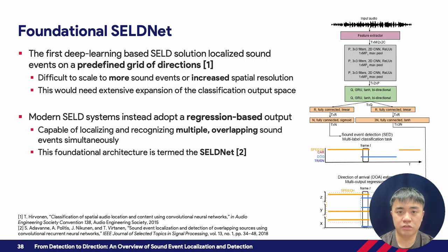So the foundational breakthrough came in 2018 with the SELD-NET architecture. SELD-NET introduced the joint classification and regression framework that we see on the right. It keeps the classification for the what, but uses a regression output for the where. So this is the key that unlocked continuous, high-resolution direction estimates and formed the basis for nearly all modern SELD systems.